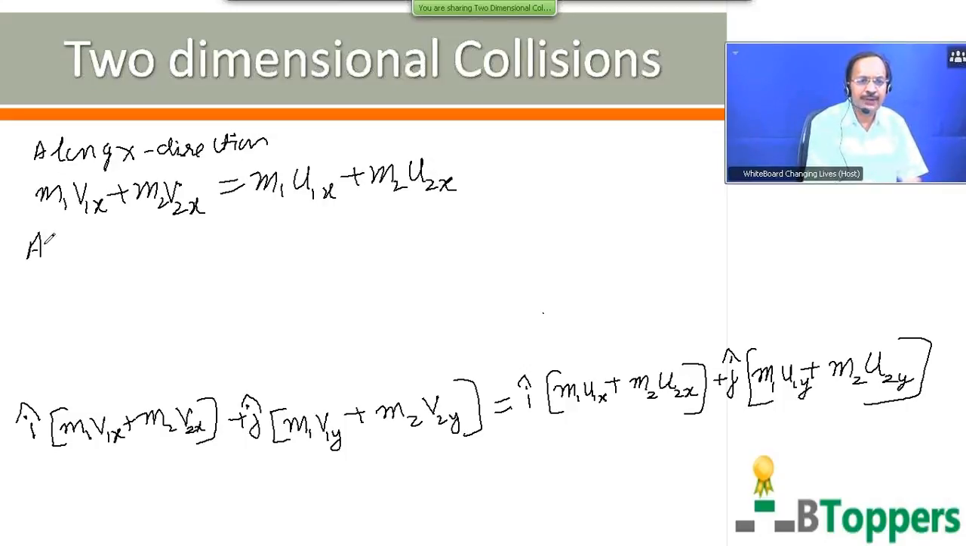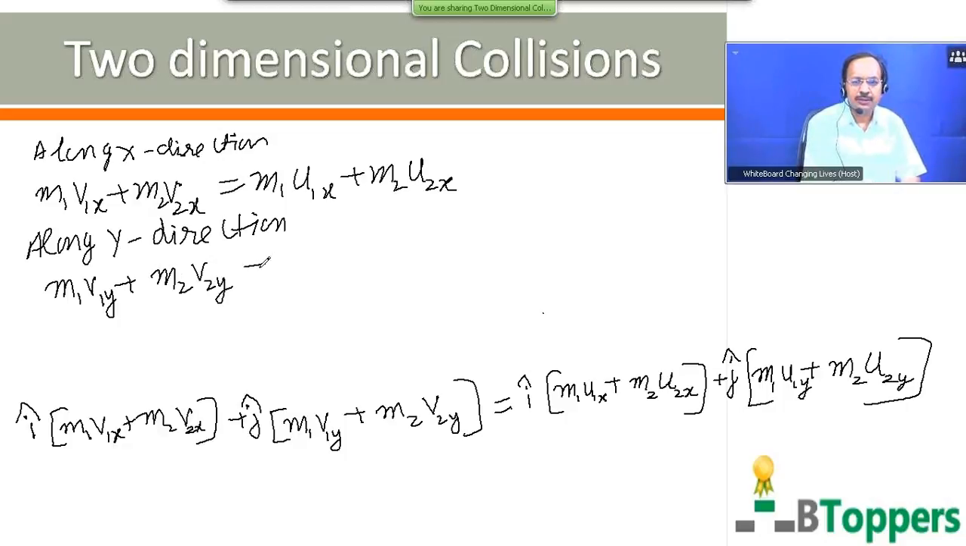Then along Y direction, equating the Y component of the resultant momentum of the system of the two colliding masses before and after collision, we can write M1 V1Y plus M2 V2Y is equal to M1 U1Y plus M2 U2Y.